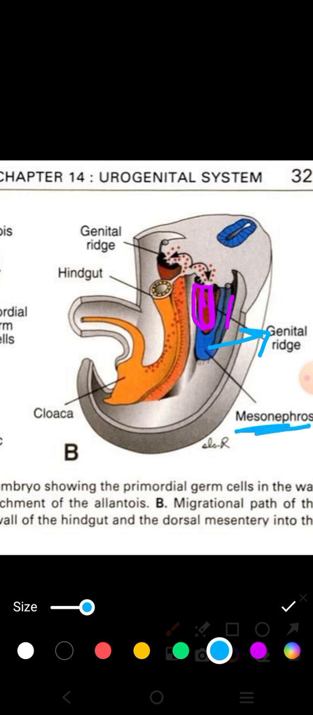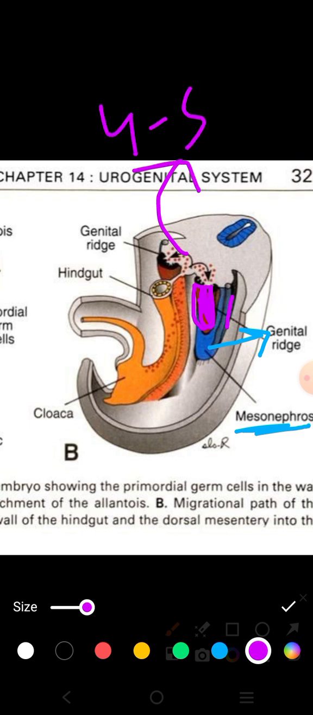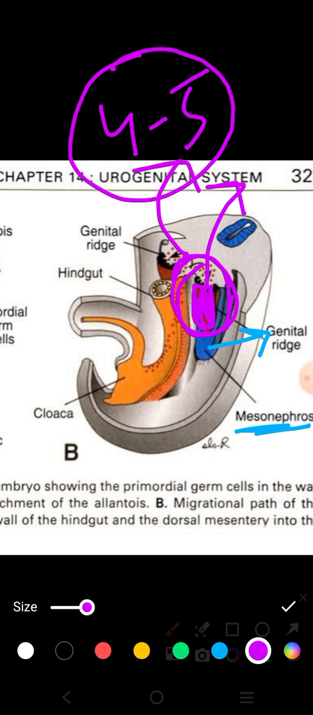On the medial side of the mesonephros, this genital ridge forms, mainly at approximately 4 to 5 weeks of embryonic life, right? And this is mainly responsible for the formation of the primitive gonad. Remember that the genital ridge appears in the 4th to 5th week of gestation, or we can say the 4th to 5th week of embryonic life.